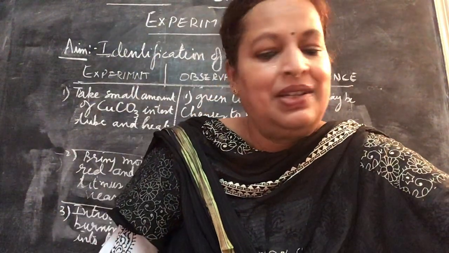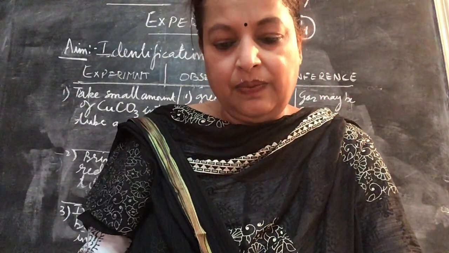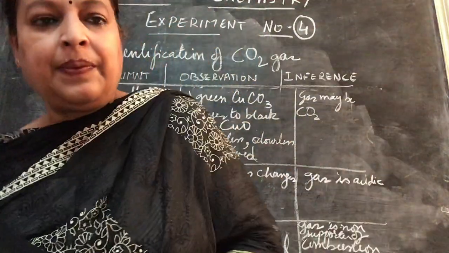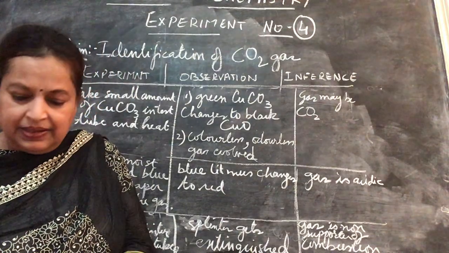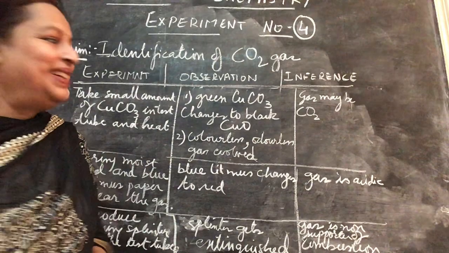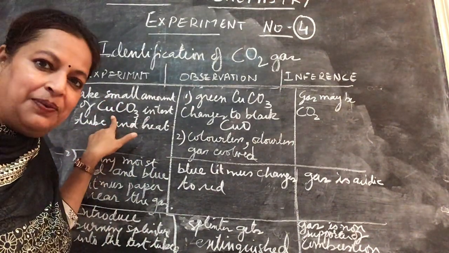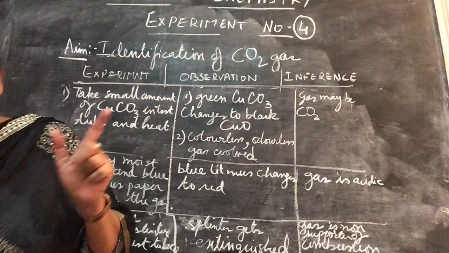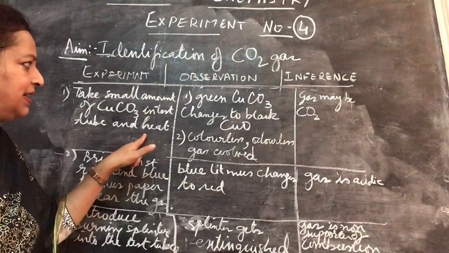Now I have written here, so you will be seeing this. So how are we doing it? So take a small amount of, I have taken what? Copper carbonate in a test tube and heat it gently. So take a small amount of copper carbonate in a test tube and heat.